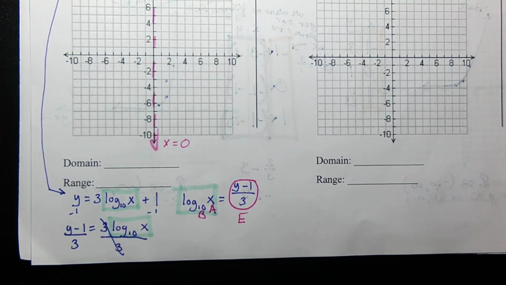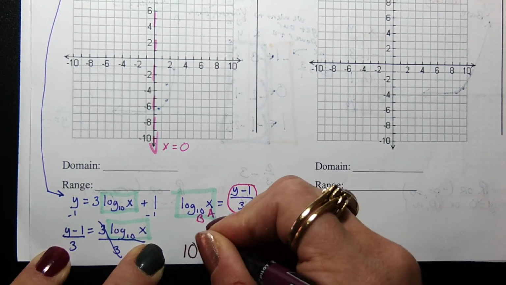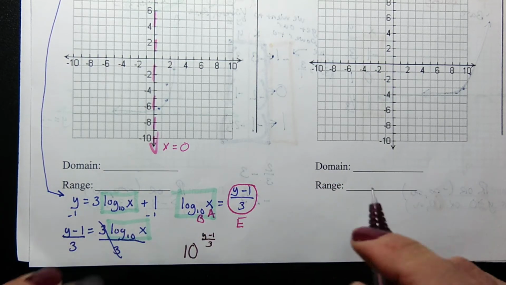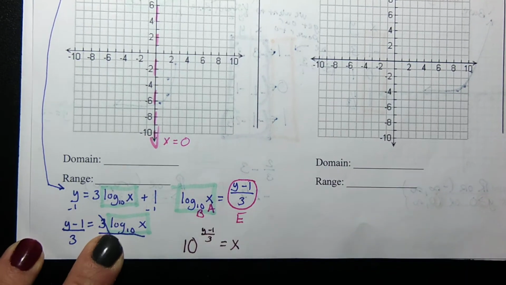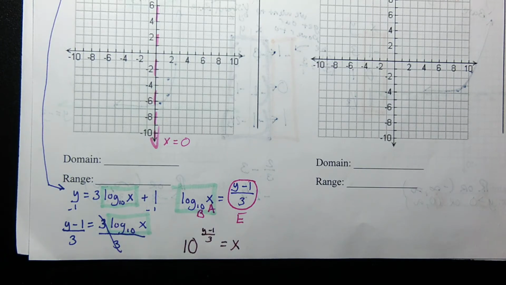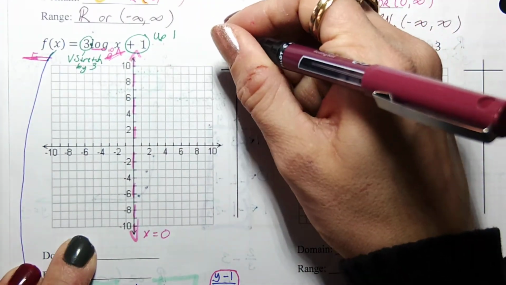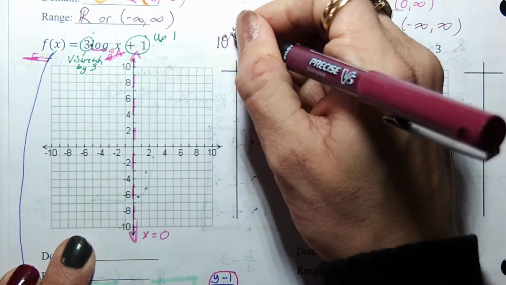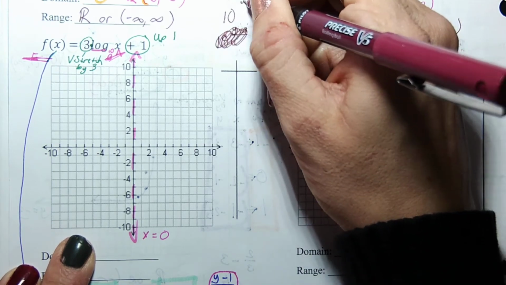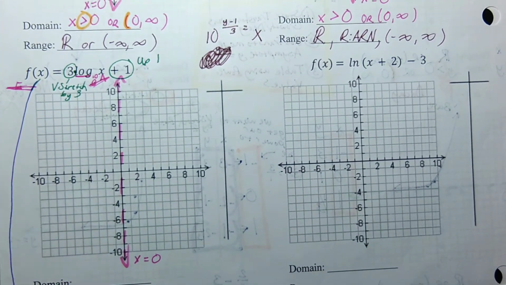So then our equation that we are going to be using will be 10 to the y minus 1 over 3 equals x. It's gross. So I'm going to go ahead and write that above our table. 10 to the y minus 3 over, oops, not y minus 3, scratch that. 10 to the y minus 1 divided by 3 equals x. So it is an exponential form.